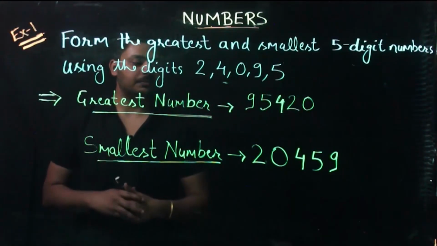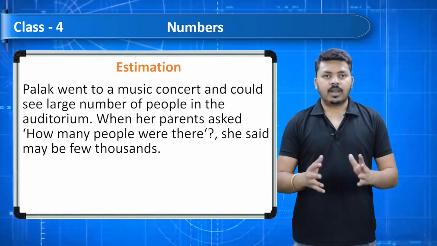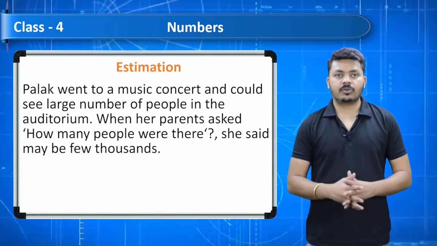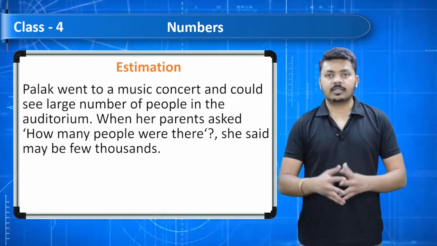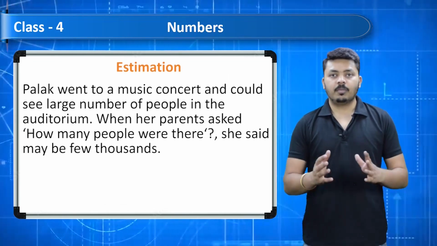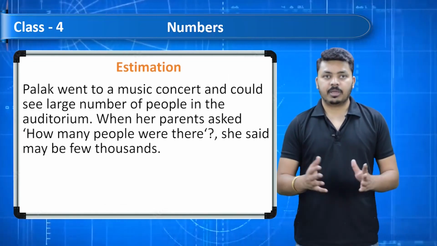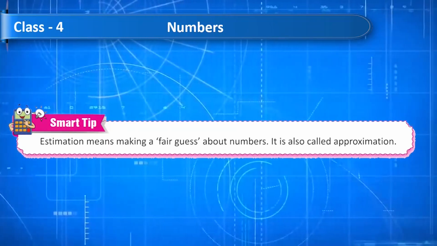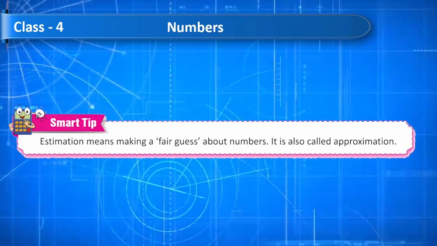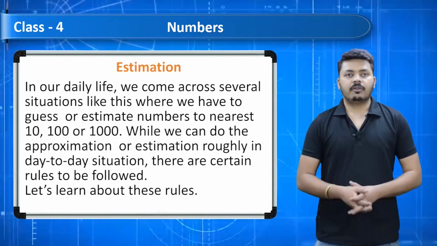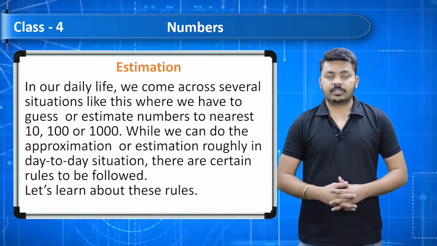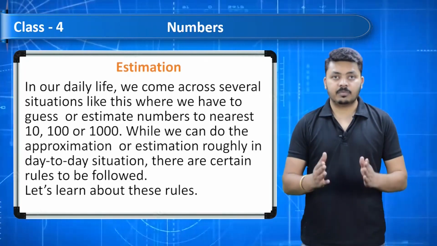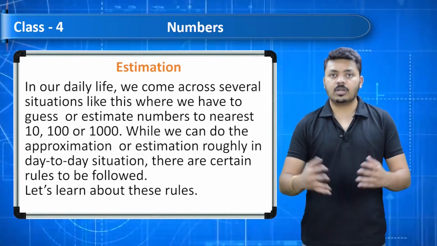Estimation. Palak went to a music concert and could see a large number of people in the auditorium. When her parents asked how many people were there, she said maybe a few thousands. Smart tip: estimation means making a fair guess about numbers. It is also called approximation. In our daily life, we come across several situations like this where we have to guess or estimate numbers to the nearest 10, 100 or 1000.